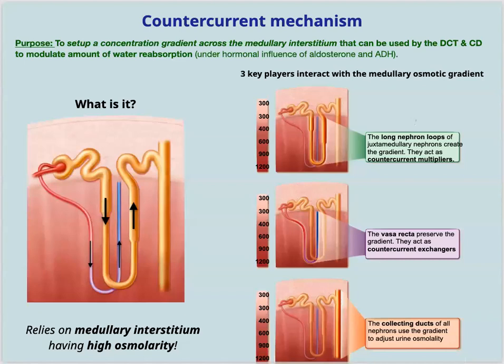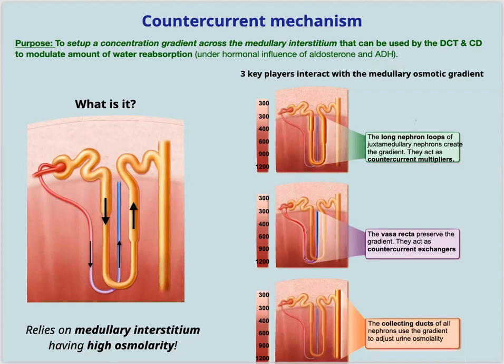Now, the purpose of the countercurrent system is to set up a concentration gradient across the medullary interstitium that can later be used by the distal convoluted tubule and the collecting duct to modulate the amount of water reabsorption under the influence of aldosterone and ADH, which we'll discuss later in this class.